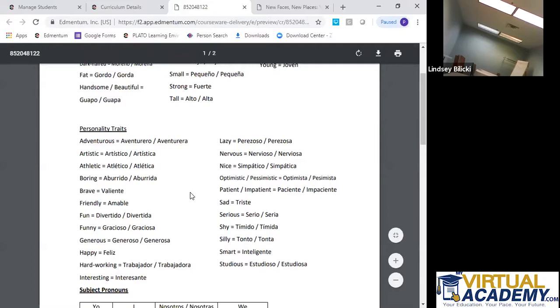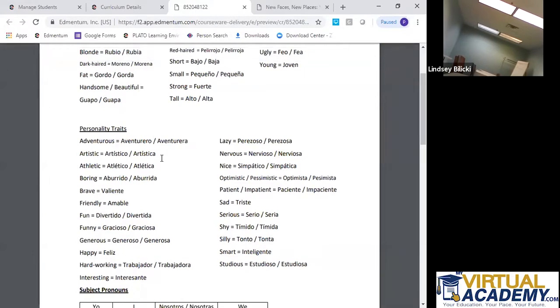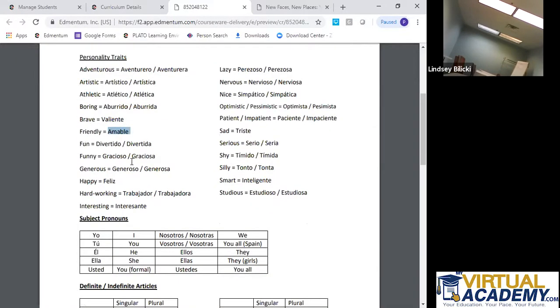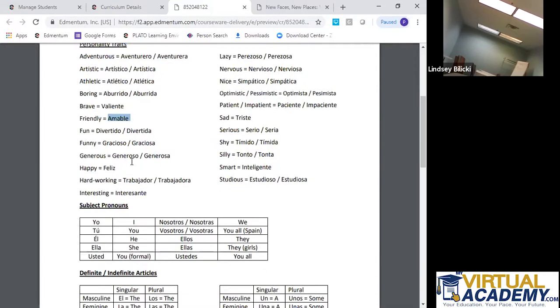So we'll go: adventurous, aventurero, aventurera. Again, for masculine, finish in O, feminine, finish in A. Artistic, artístico, artística, for feminine. Athletic, atlético, atlética. Boring, aburrido or aburrida. Brave is neutral, so valiente. Friendly, the same way, neutral, amable. Fun, divertido, divertida. Funny, gracioso, graciosa.